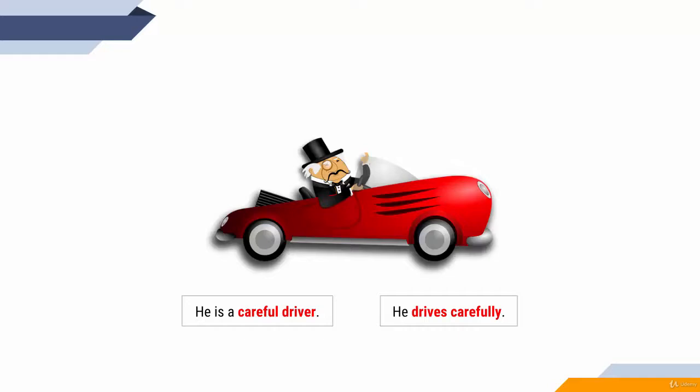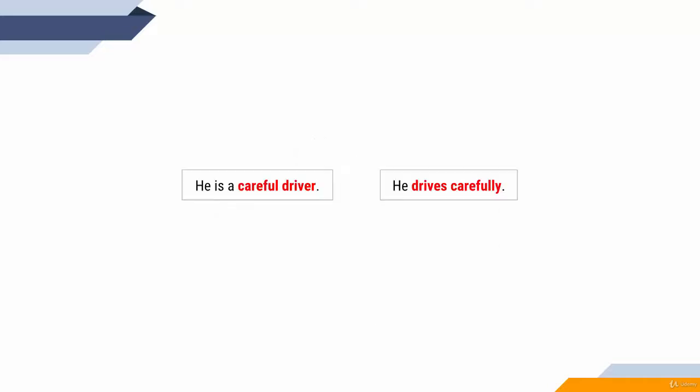Another example. He is a careful driver. Careful goes before driver, which means that it is an adjective. And on the other hand, he drives carefully. How does he drive? Carefully. Carefully goes after the verb, and this is our adverb.